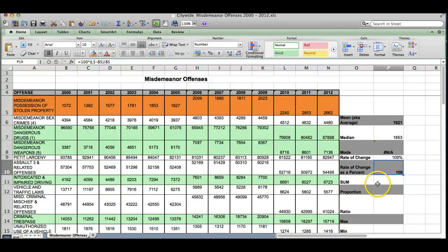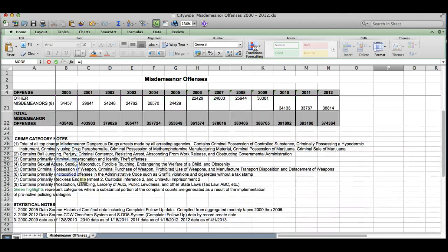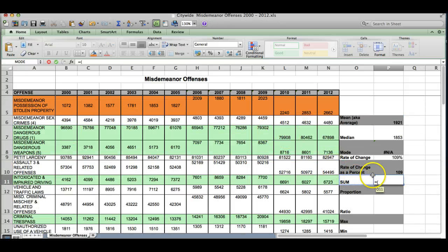Okay, another easy formula to use within Excel that you will often come across is sum. So the sum basically means that you add up a bunch of things. This comes in handy when you want to look at the total number of stolen property or the total number of misdemeanors. This table, if you scroll down, gives us the total number of misdemeanors right here. Just for testing, let's just attempt to sum.